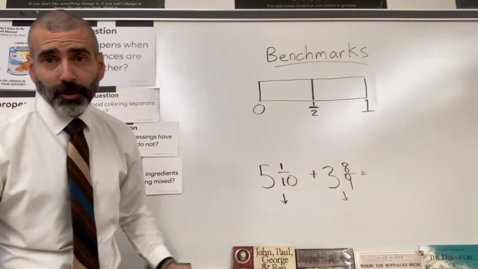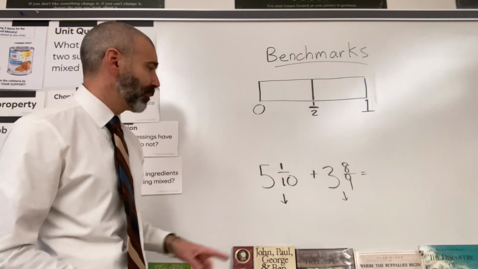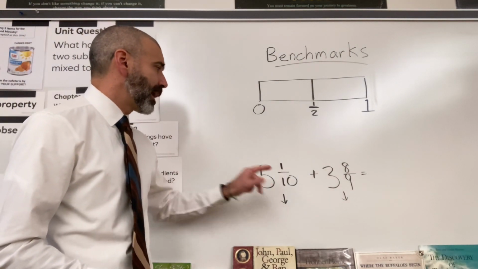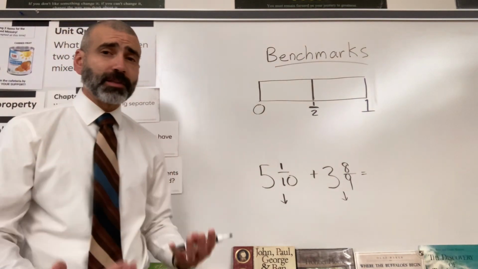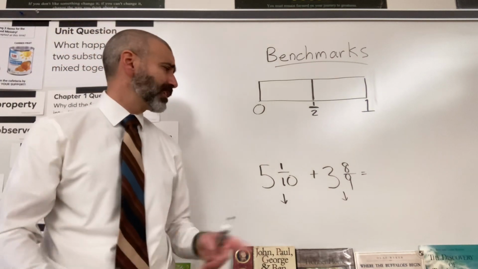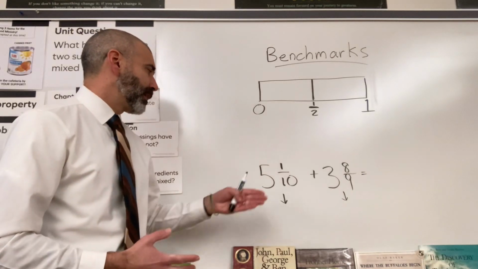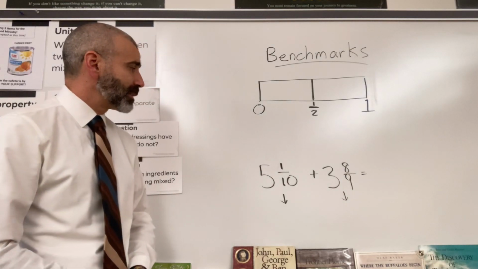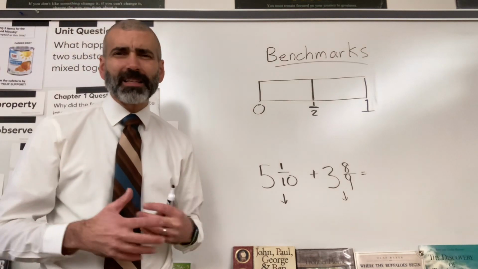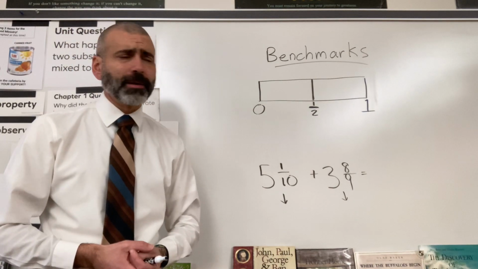Let me give you an example to see if you can get the hang of it. So I have 5 1/10. Now I'm estimating this problem. I don't want you to get an exact answer to the sum. I want you to get an estimate. So if I take a look at the first number, 5 1/10, now I want to change that number so that it's easier to work with for my estimate.